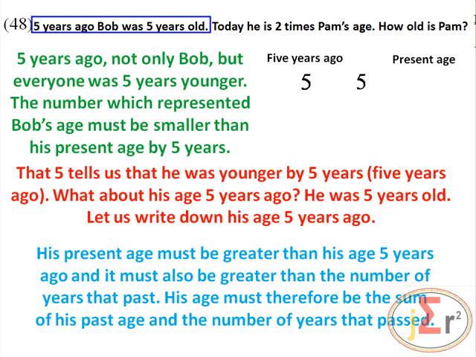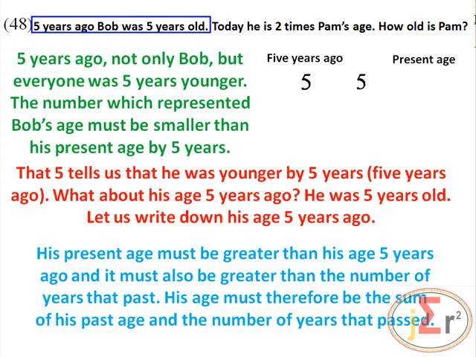So what about now? Now, he must be older than he was 5 years ago. And his age must be more than 5 years. So his age must be greater than the 5 years, representing the 5 years ago. And it must be greater than his age. Or he must be older than he was 5 years ago. Therefore, his present age must be greater than his age 5 years ago. And his present age must be more than the 5 years that elapsed.